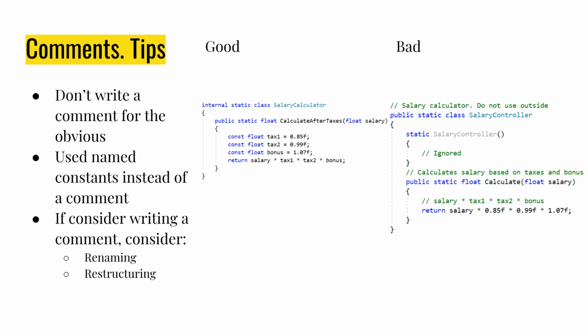On the left, we have a clean version of the same method. You have salary calculator and a method calculate after taxes. So you get salary, which you get in cash directly. So some salary that you get on paper gets multiplied from first tax, from second tax, and then you got a bonus, and that's the actual amount of money you get. So this is how a salary is calculated, and it's clear just by reading this method.